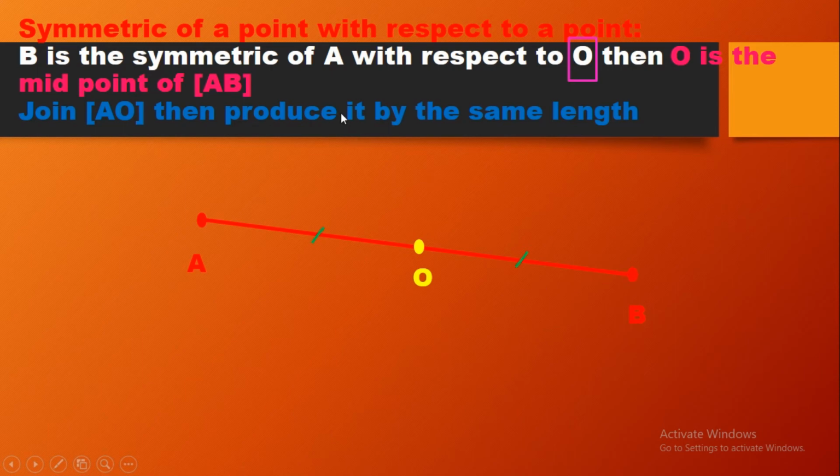When they ask us symmetric with respect to O, with respect to I, with respect to any point, as if they are indicating it for you as a midpoint of what segment? Of the segment AB, directly. So O here is the midpoint of the segment AB. The first point and the symmetric point are the extremities of this segment, so we name it the segment AB.